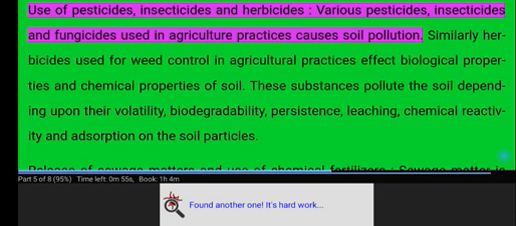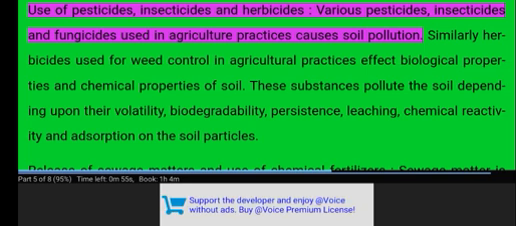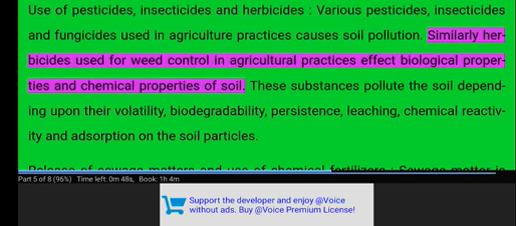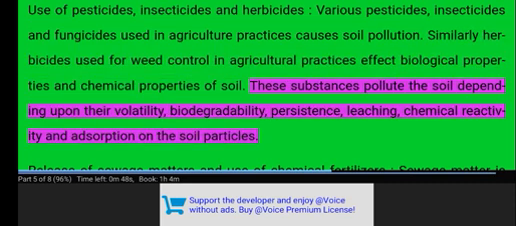Use of pesticides, insecticides and herbicides. Various pesticides, insecticides and fungicides used in agricultural practices cause soil pollution. Similarly, herbicides used for weed control in agricultural practices affect biological properties and chemical properties of soil. These substances pollute the soil depending upon their volatility, biodegradability, persistence, leaching, chemical reactivity and adsorption on the soil particles.